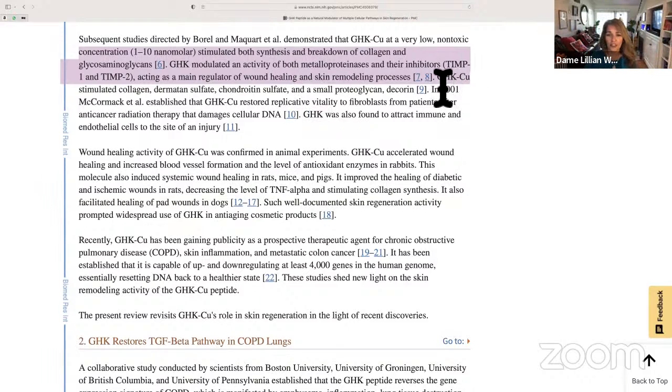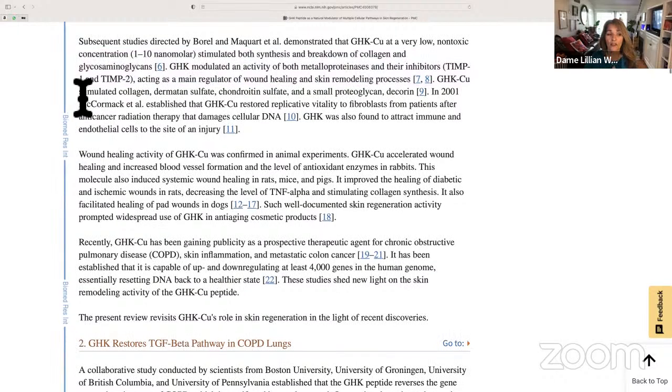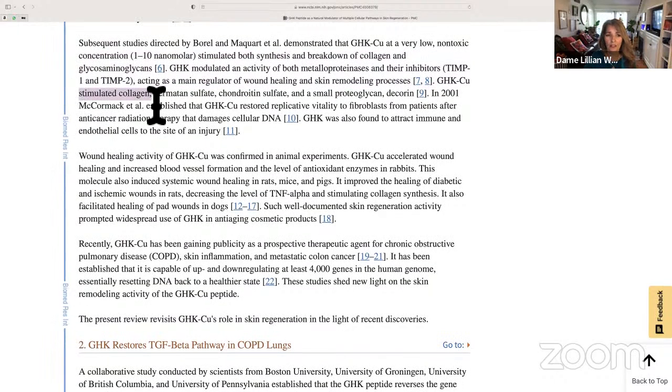And it also talks about how GHK-Cu stimulated collagen. That's like the largest, most important and significant protein in the body to repair it. So it stimulated collagen, dermatan sulfate, chondroitin sulfate, and the small proteoglycan decorin. Then in 2001, McCormack et al. established that GHK-Cu restored the replicative vitality, in other words, the ability to reproduce, like a photocopy, to fibroblasts from patients after anti-cancer radiation therapy that damages cellular DNA.